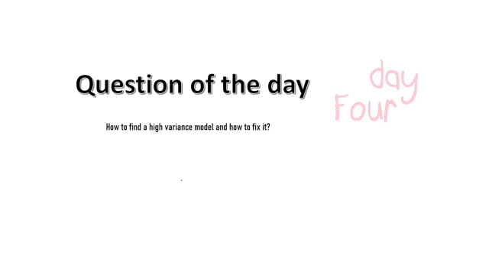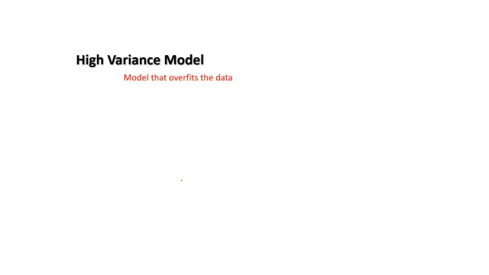Day 4, and the question of the day is how to find a high variance model and how to fix it. So a high variance model is a model that overfits the data, that is, it captures the noise along with the underlying pattern of your data. And how do we identify that?